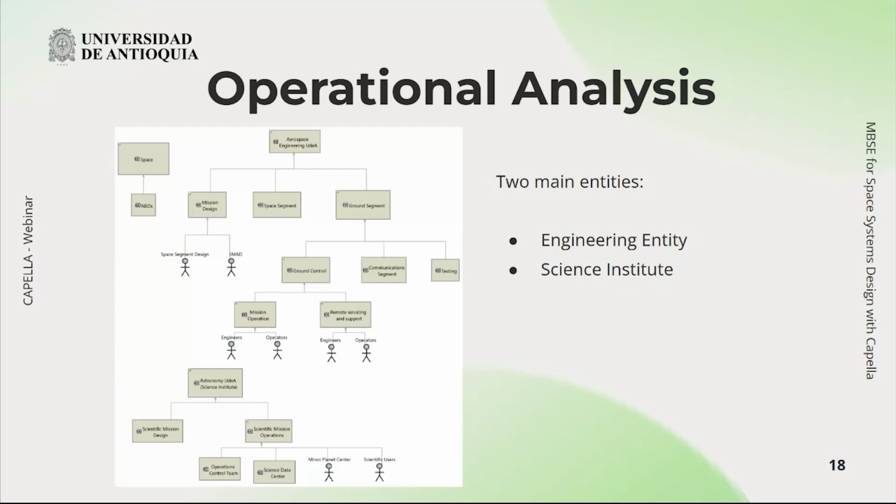So there are two main entities in this context: the aerospace engineering, that is the engineering entity, and the science institute entity. The engineering entity is responsible for the design, for the operations, and the design of the mission in general and of the observatory. And the science institute is responsible for providing scientific goals such as the population of NEOs that we want to detect, and in general, many requirements about those specific characteristics.